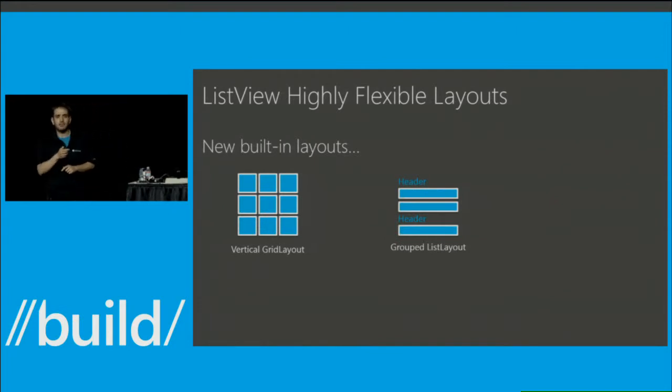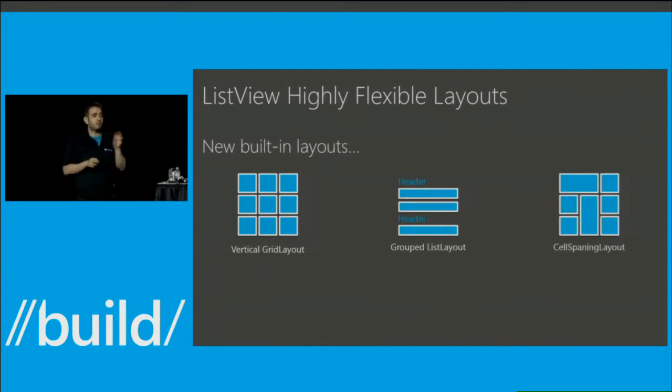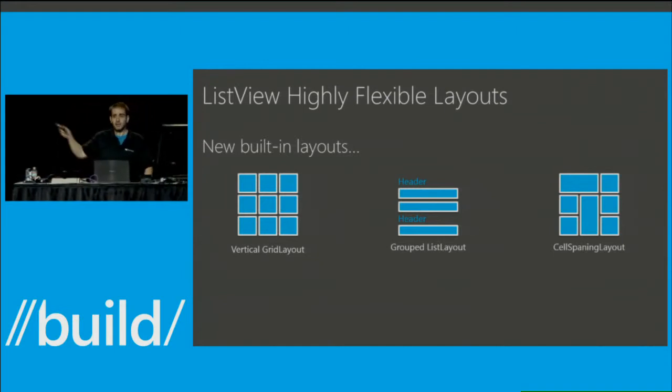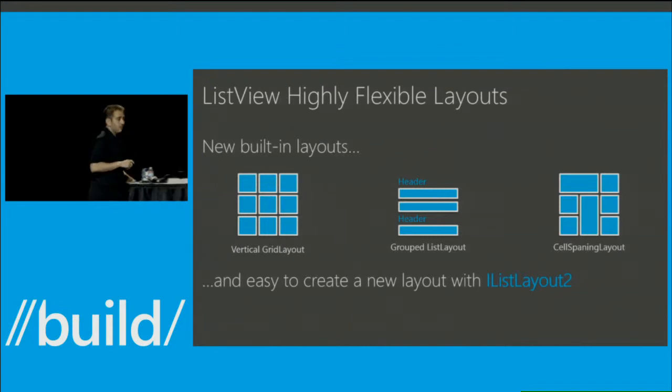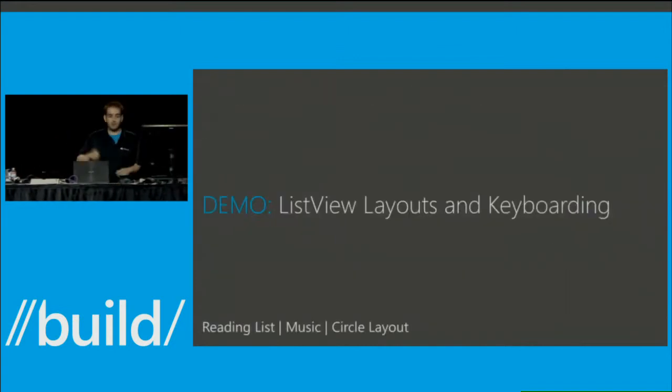And we've seen a lot of people using self-spanning layout. And so we've actually pulled that out to be a whole layout type for list view to make it really easy for you to build those kinds of layouts. Kind of like the start screen where you have bigger and smaller tiles all in a big tile puzzle. But beyond the new built-in layouts, we've actually made it much easier for you to create your own custom layout with the iListLayout2 interface. And I'd like to show you a demo of what you can do now. So let's switch over.